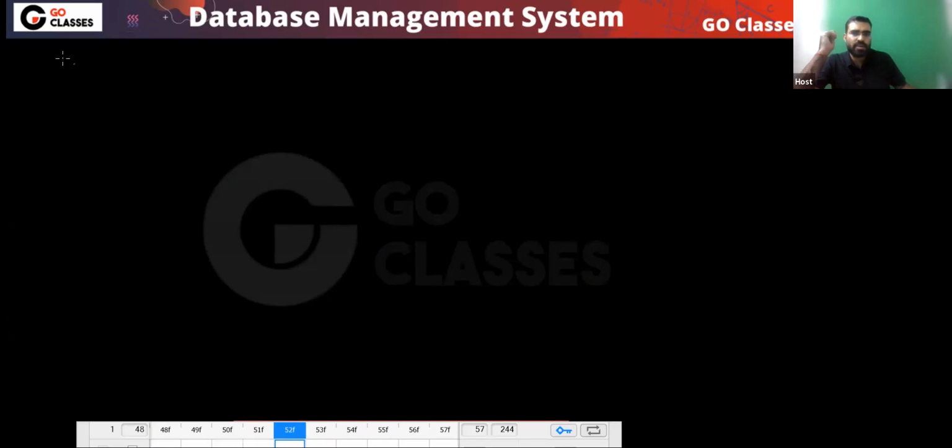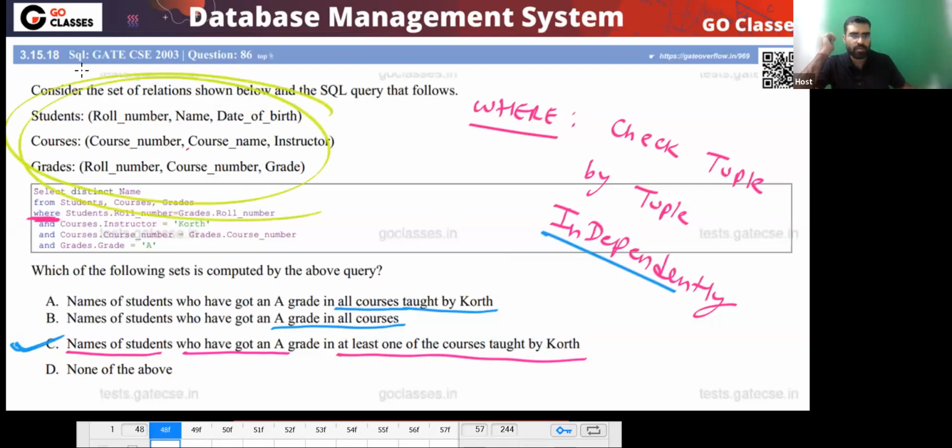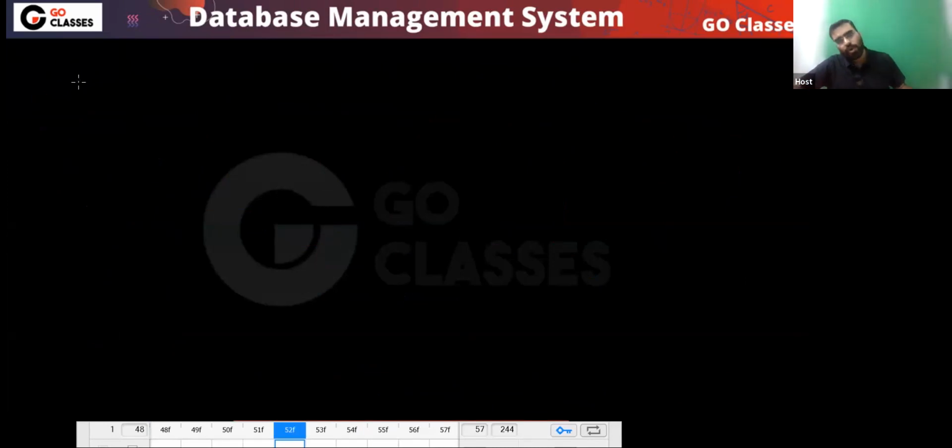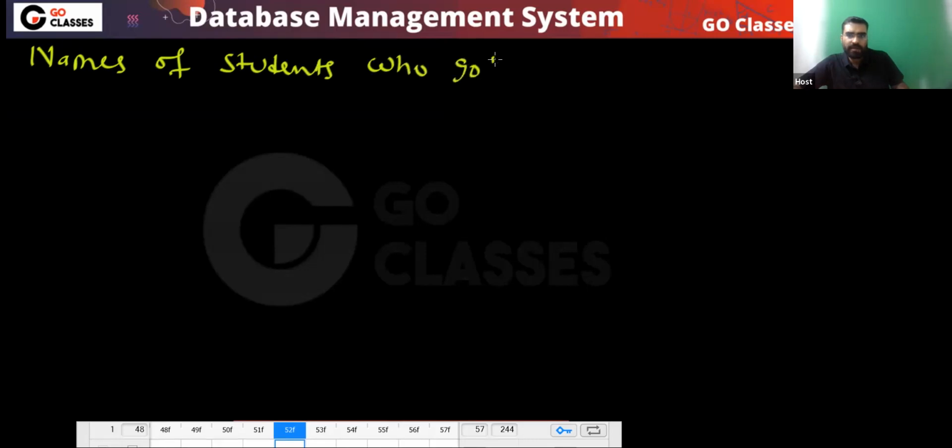So let's write the query for this. First of all, the tables, you remember the data. Here you have roll number, name, and in the courses you have course number, instructor, and here you have grade. Okay, so let's write the query for which option? Tell me, all the courses or all the courses by Korth? So let's find the names of students who got grade A in all the courses by Korth.